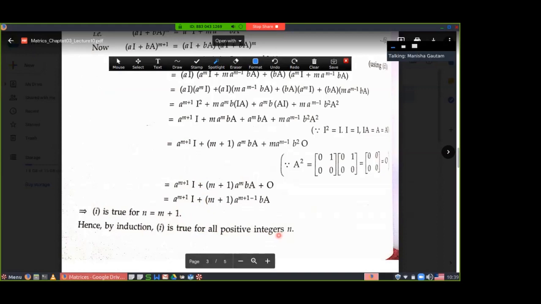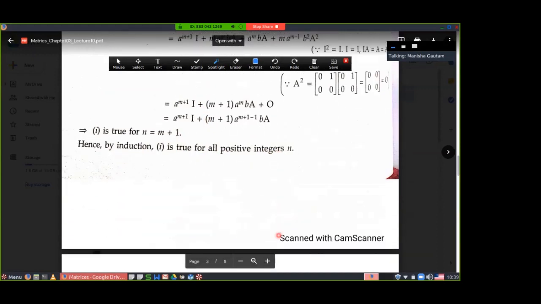Go through such types of questions in the miscellaneous exercise and do the full miscellaneous. And this is the completion of chapter 3.